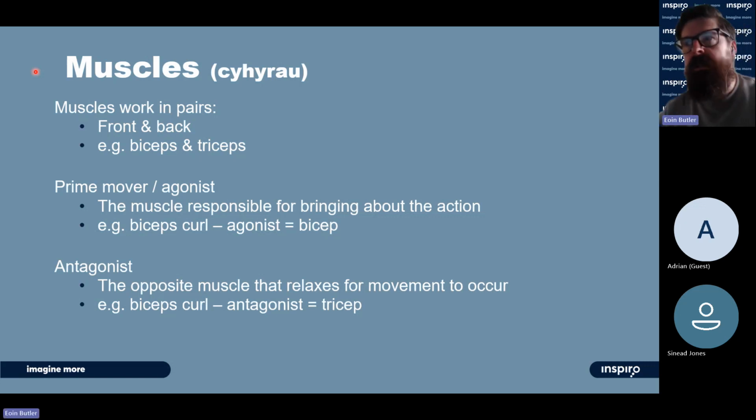So what we've looked at there is mainly isolation exercises where we are just using one joint. On a bicep curl, we're only using the elbow joint. On a pec fly, we're only using the shoulder joint. On a leg extension, we're only using the knee joint.